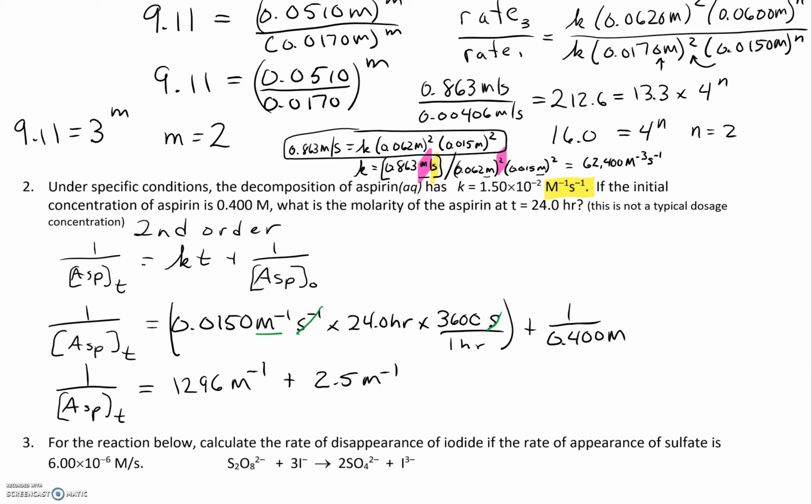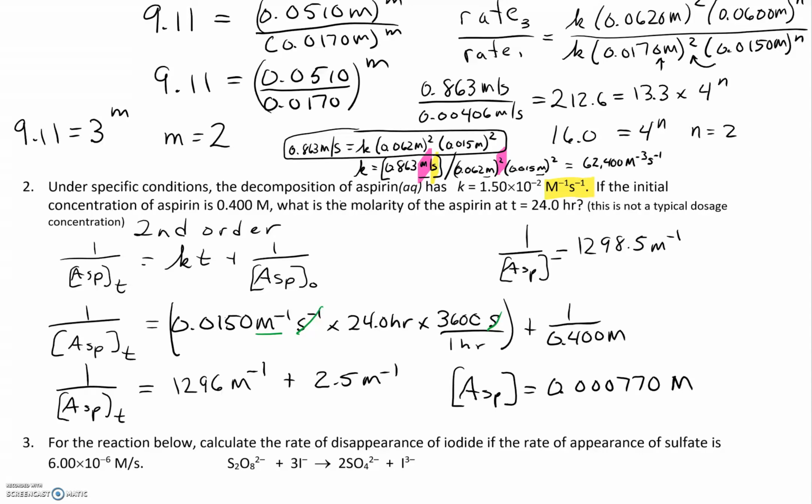And we end up with a new aspirin concentration after we do the arithmetic of 0.000770, and we would end up with units of molar. The intermediate step, of course, is that 1 over the aspirin concentration is equal to 1298.5 with molarity to the -1 as the unit. Then we take the inverse of that number to get the final answer for the new aspirin concentration.